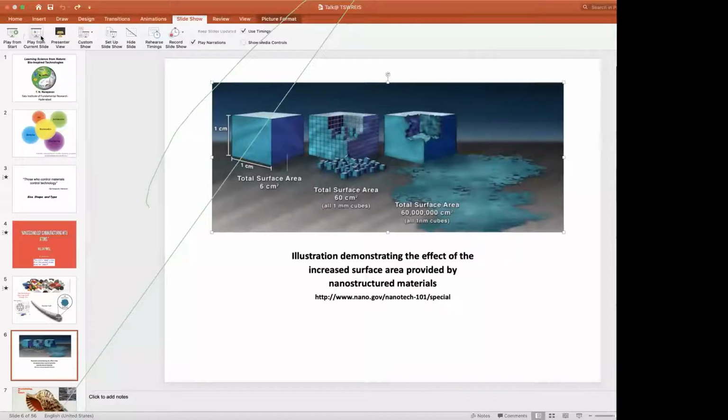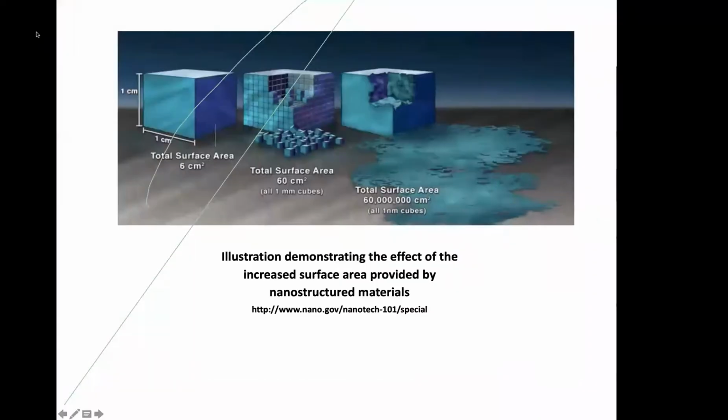So if I talk about the size, why is size important? That's another question, right? Why is size important? What happens when you come down in size? This is a very simple illustration. A 1 centimeter sized cube has, we all know, 6 centimeters square as the area.